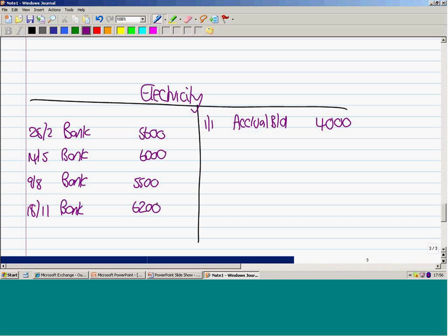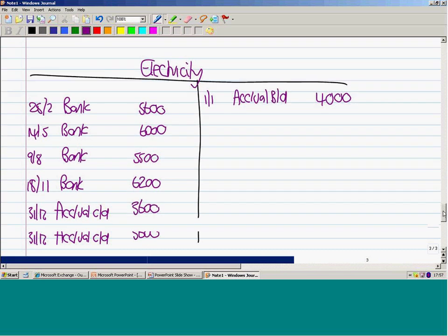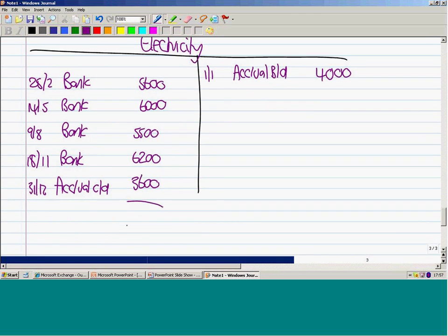But lo and behold, we're then told that you still owe 3,600 for the financial year. So I need to create an accrual to account for it in the relevant financial year, regardless of whether I've paid for it or not. So we're bouncing back to that accruals concept. On the 31st of December, I'm going to have my accrual carried down of 3,600. What I need to do is balance off the T account, and the balancing figure within my electricity T account is what the electricity charge is.